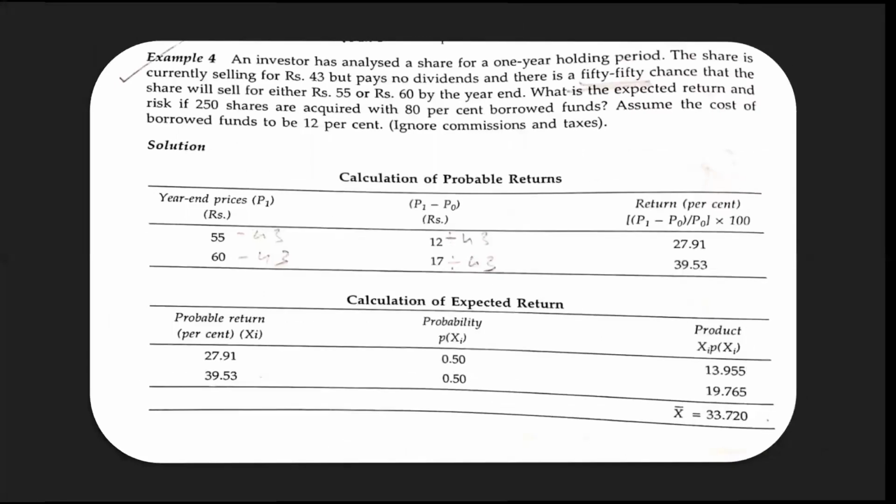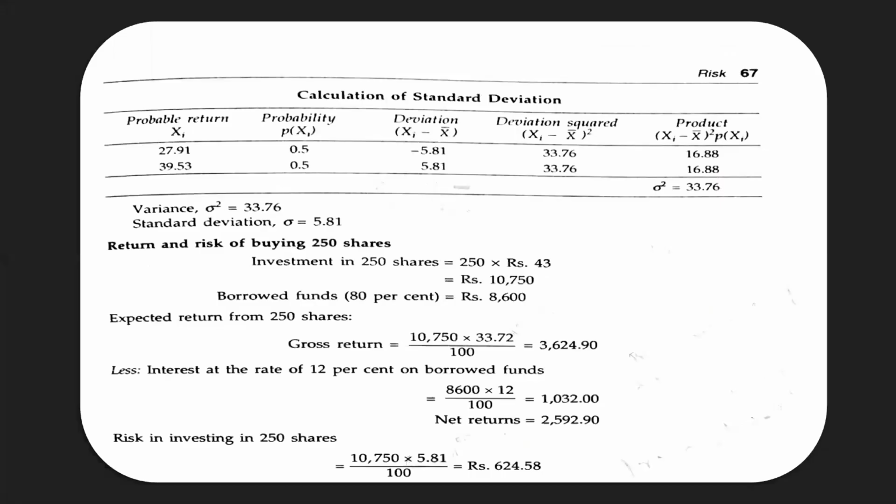33.72 is to be deducted from 27.91 and 39.53, which will give you minus 5.81 and positive 5.81. That is, the expected return of 33.72 needs to be deducted from the probable returns 27.91 and 39.53, which will give you the answers in the third column, negative 5.81 and positive 5.81.